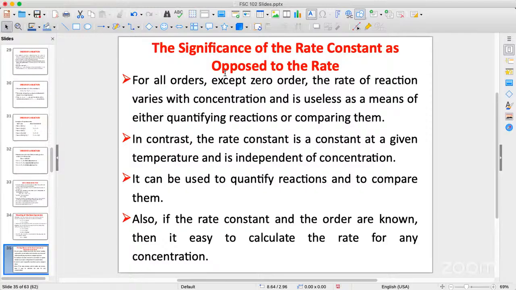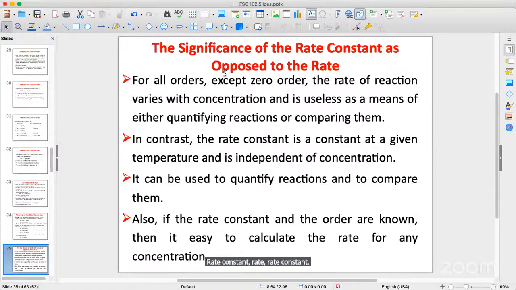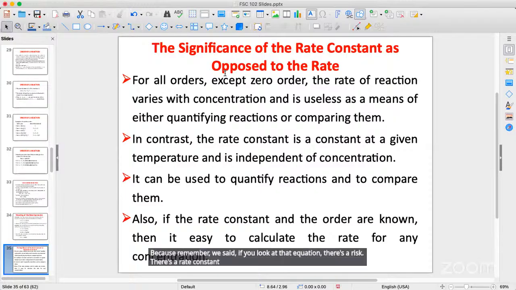Now, we've been talking about rate and rate constant. What are the differences between the two? Because remember, we said if you look at that equation, there's a rate and there's a rate constant, because it is the rate law that brings all these elements together. Now, what is the difference?